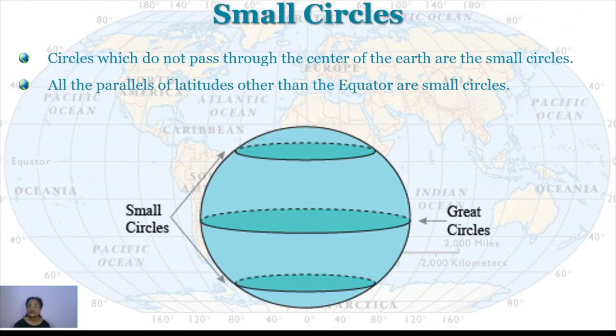What about the small circles? Just now, I discussed this in the earlier part. Circles which are drawn on the Earth and do not pass through the center of the Earth, not having the same radius as that of the Earth, are called the small circles. So except the equator, all the other latitudes belong to this category, that is called the small circles.